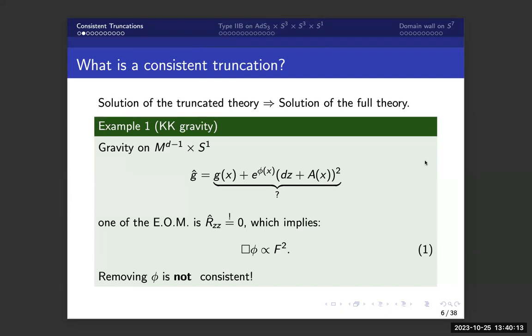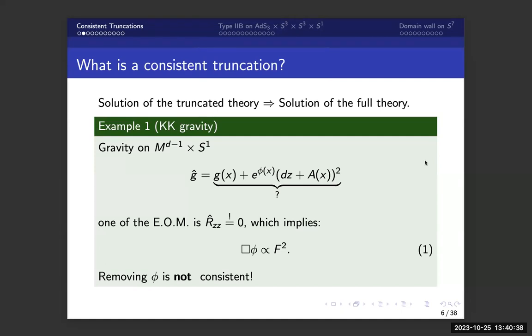To check that this is actually a consistent ansatz, you can plug it directly into the Einstein equations. This will give you a set of equations of motion in terms of these fields. And you find that if you solve them, you're always guaranteed to also have solved automatically the Einstein equations in d+1 dimensions.